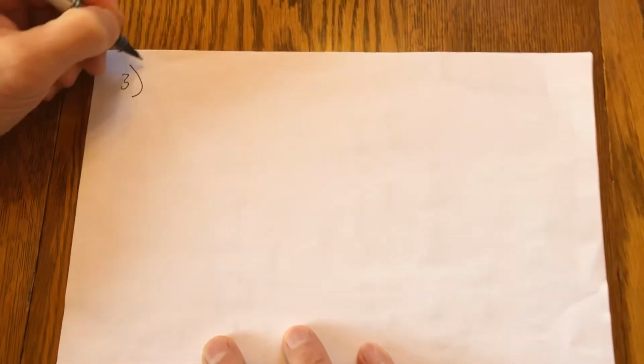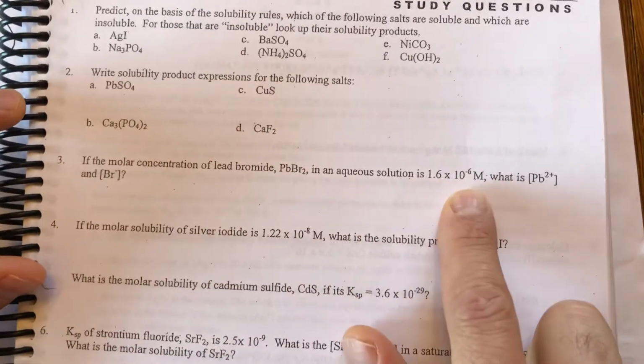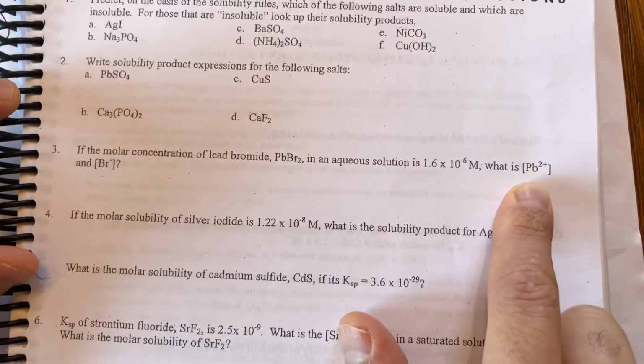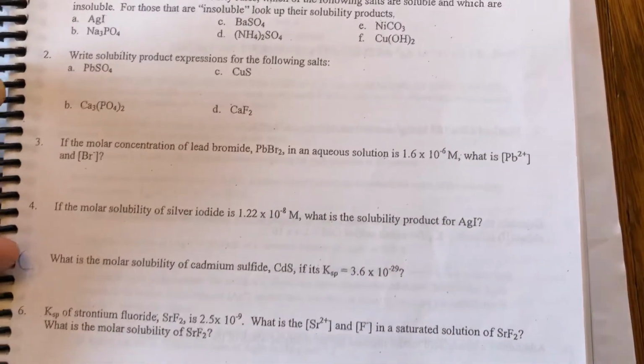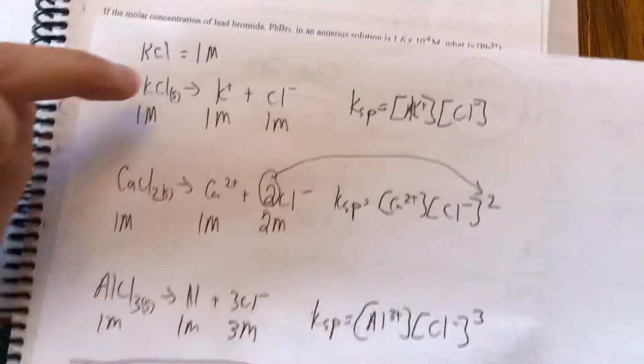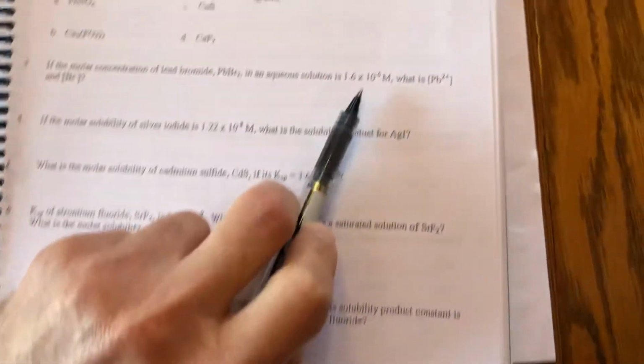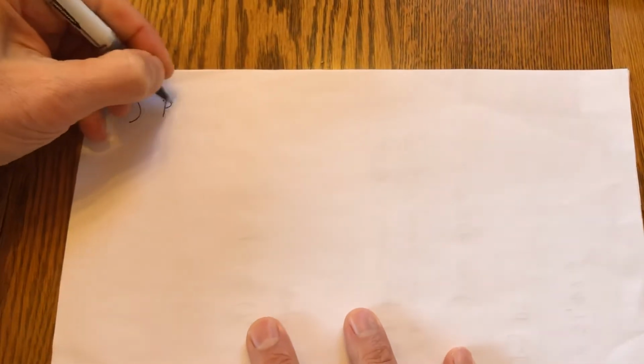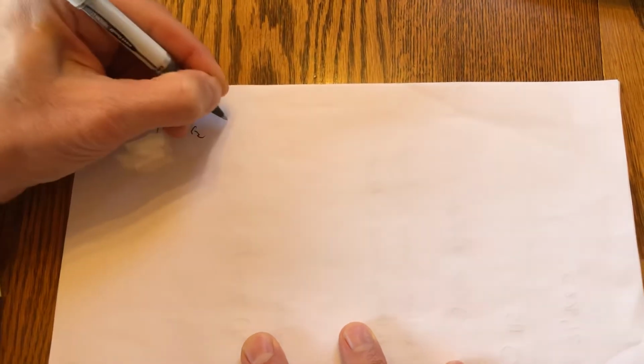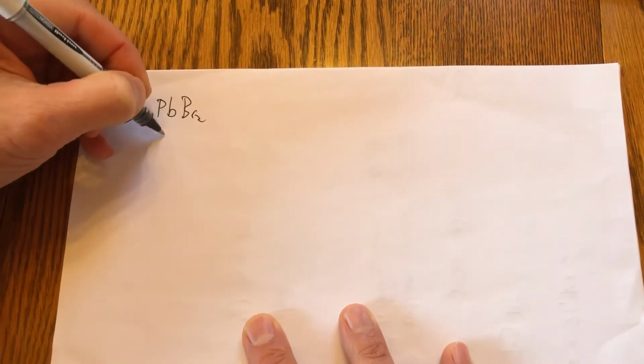Okay, so if I look at problem number 3 on page 273, it says if the molar concentration of lead bromide in an aqueous solution is 1.6 times 10 to the negative 6, what is the concentration of lead and what is the concentration of bromine? It's the same idea as what I just did. It's just that instead of easy numbers with 1 and 2 and 3, we're using 1.6 times 10 to the negative 6.